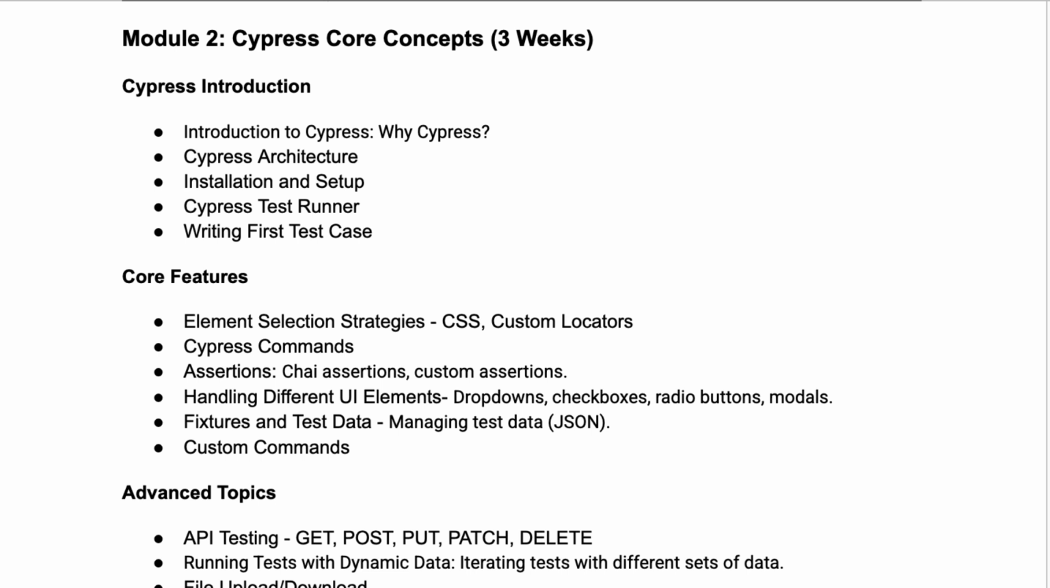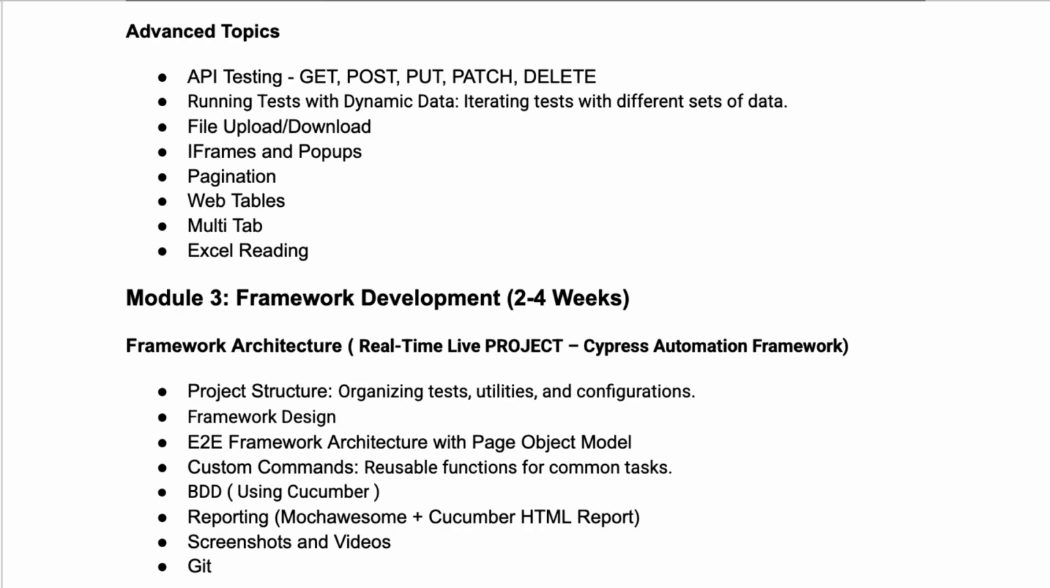Then moving on to the next section, which is core features, how to find CSS locator, what are the different Cypress commands, what are assertions, handling UI elements like drop down, checkboxes, radio buttons like that, fixtures, test data management, and custom commands. Once this is covered, then we have moved to the advanced topics in which you will get to learn about API testing, what is get, post, put, patch, delete. You will get to learn about some advanced scenarios like pagination, iframe, web tables, Excel reading, and multi-tab.